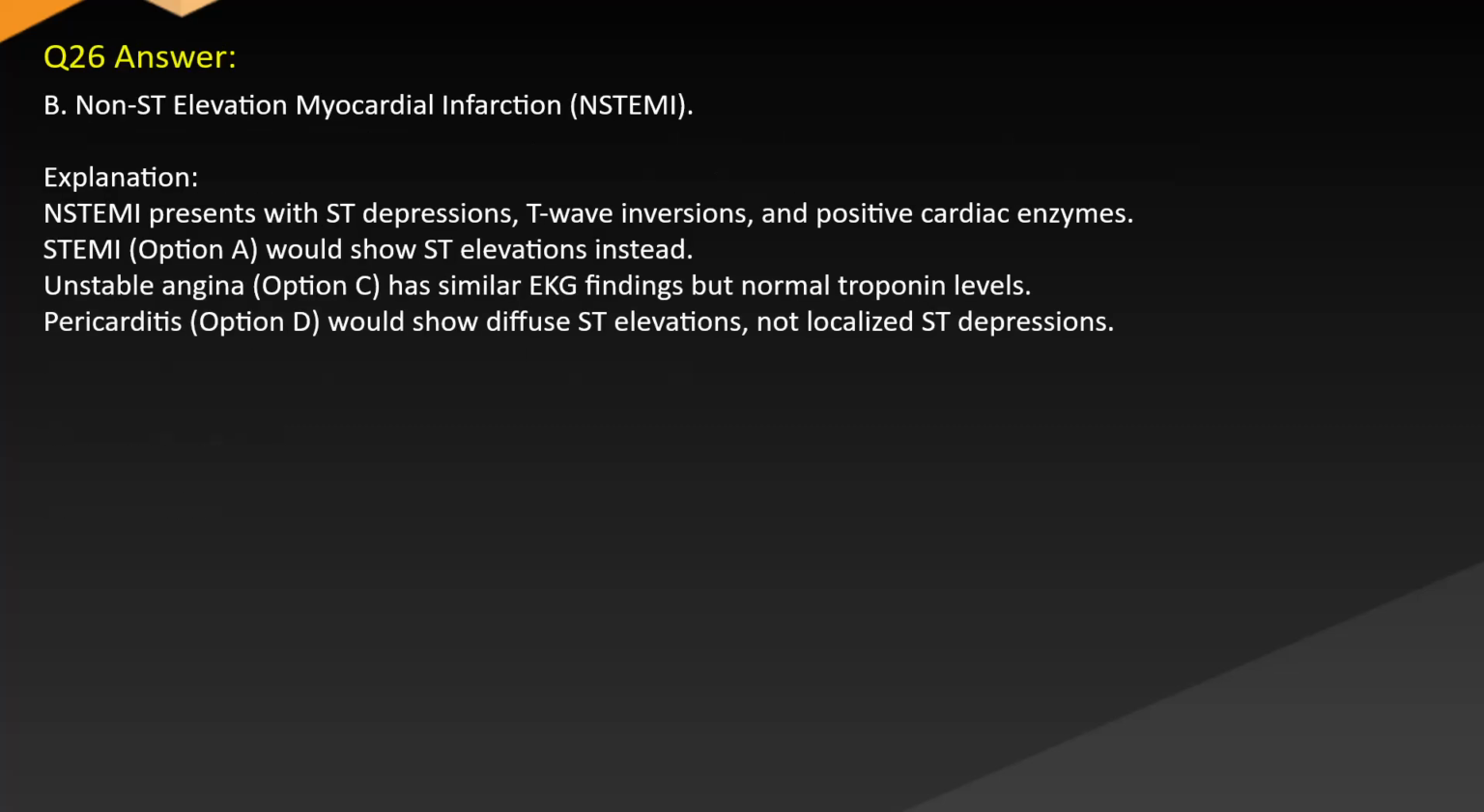Answer: B. Non-ST elevation myocardial infarction, NSTEMI. Explanation: NSTEMI presents with ST depressions, T-wave inversions, and positive cardiac enzymes. STEMI, option A, would show ST elevations instead. Unstable angina, option C, has similar EKG findings but normal troponin levels. Pericarditis, option D, would show diffuse ST elevations, not localized depressions.